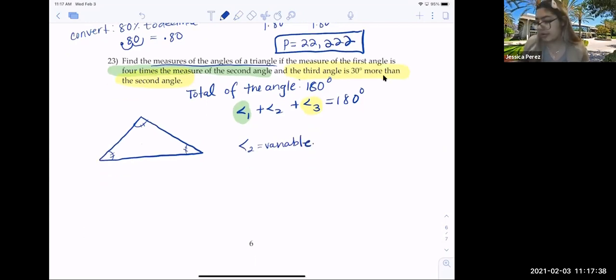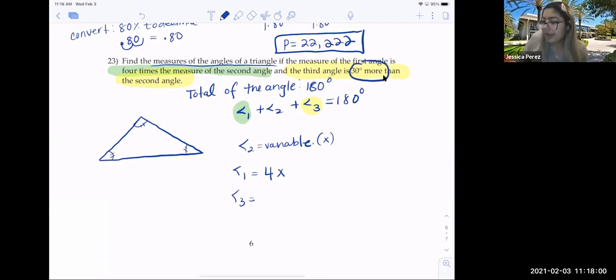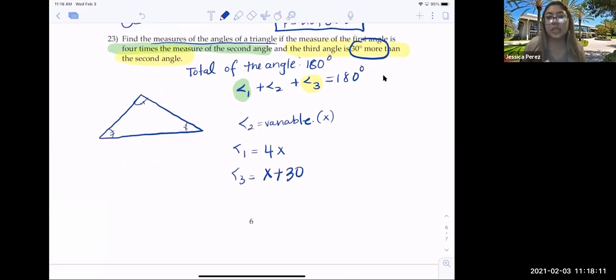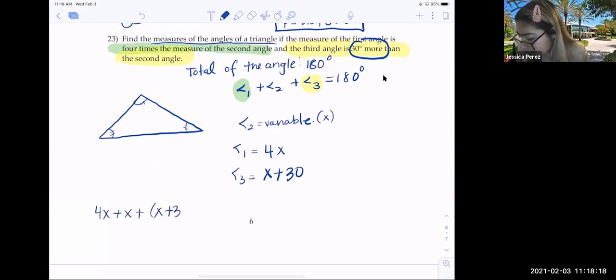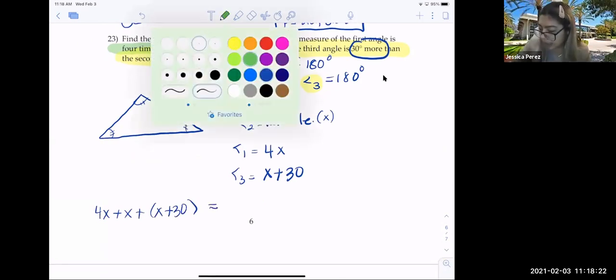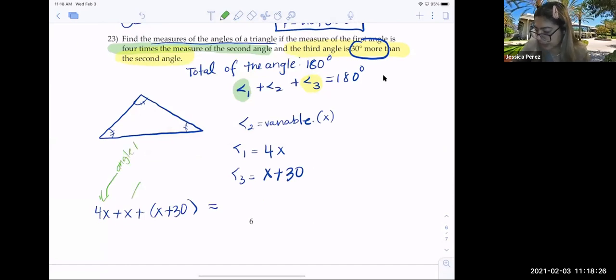What do we know about angle 1? Angle 1 is 4 times the second angle. It's 4x. Remember, my angle 2 is my variable. We don't know what it is. They all come back to that one. Angle 3, what do we know about angle 3? It's 30 more than the second. So it's going to be x plus 30. So then we create an equation that is 4x plus x plus x plus 30. This is angle 1, this is angle 2, and this is angle 3.